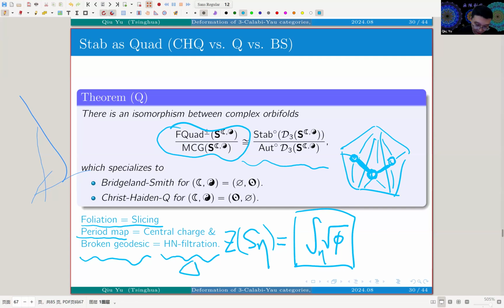So the point is that there's a dictionary. You can translate all the geometric things to categorical stuff. Yeah. So this is the idea of this type of theorem, starting from Bridgeland and Smith, and later also given by Haiden, Katzarkov, and Kontsevich for topological Fukaya categories.